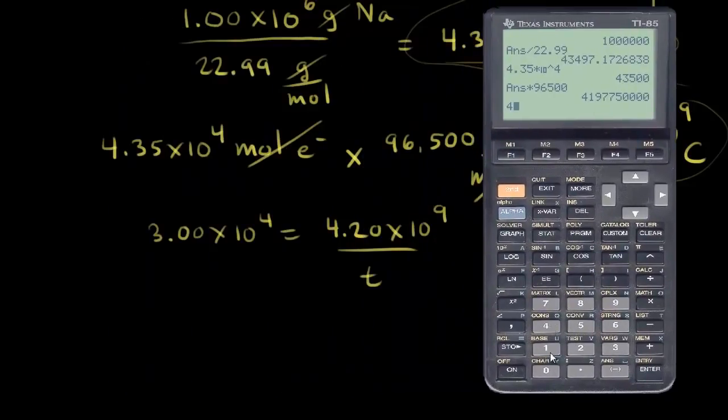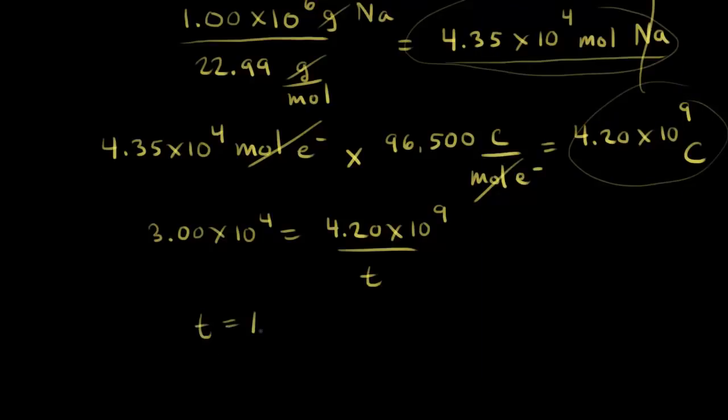So let's do that. That's 4.20 times 10 to the 9th. We're going to divide that number by 3.00 times 10 to the 4th, and that should give us our time in seconds. So our time in seconds would be 1.4 times 10 to the 5th. So the time in seconds is 1.40 times 10 to the 5th. So we have our time.